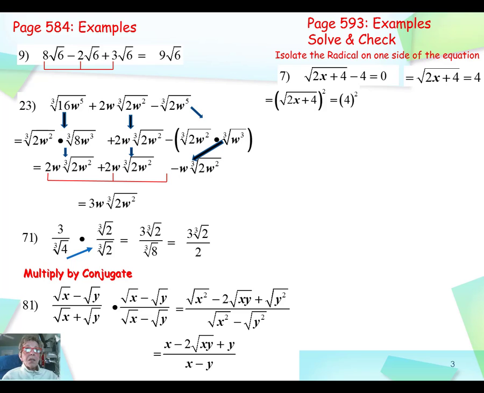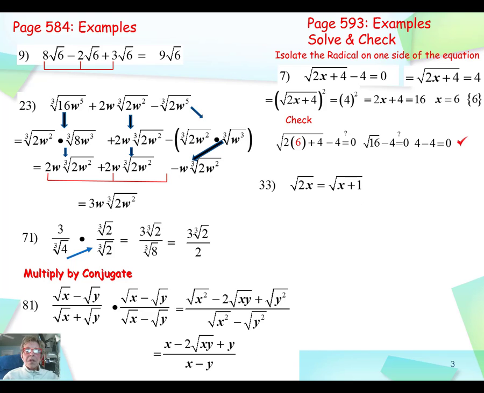Squaring eliminates my radical, and I get 2x plus 4 equals 16. Now it's a simple two-step equation. I solve that, I get x equals 6, and typically we put solutions in braces. Now I'm going to do a check by plugging that 6 back into the original equation where x was, and I'm going to find out if that's true. So when I replace the x with 6, I get the square root of 16 minus 4. Is that equal to 0? And yes, it is. 4 minus 4 equals 0, and that does check.